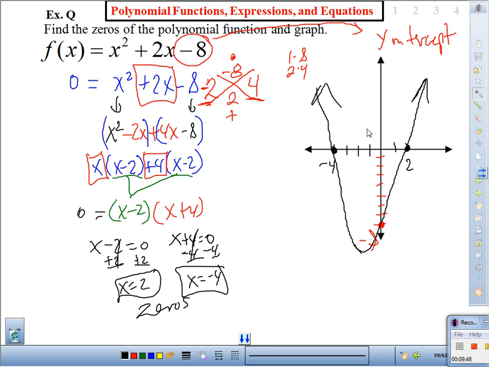There it is. It might not look pretty, but I want you to connect those three and make it look like a parabola. So let's see. Did we find our zeros? Yes, here they are. Did we graph our function? Yes, and we use the zeros and the y-intercepts. Yes?